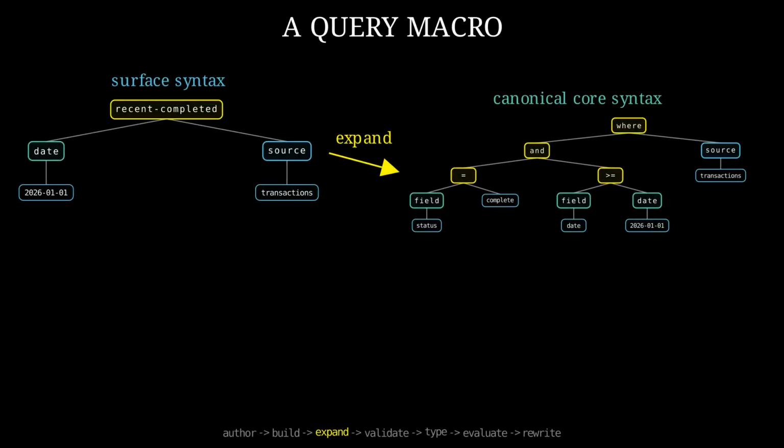Return to our query language. Recent completed is a convenient surface form with 2 pieces of syntax, a typed cutoff and a source. Its expander produces where, n, and predicate: the completed status test, and the typed date comparison. The macro consumes syntax and returns syntax. In the full program, that output is exactly the canonical type tree we already know.